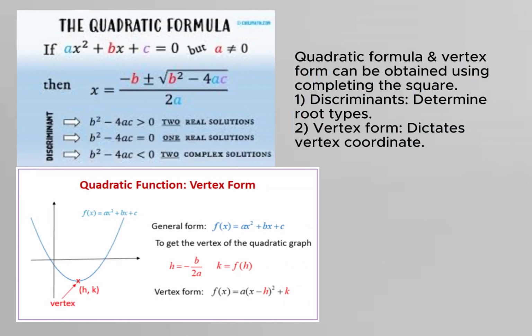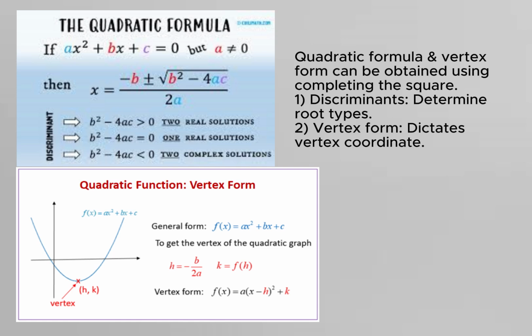Now you see the two pictures on the left. These are what you get when you perform completing the square. If you perform completing the square, then you're going to get the quadratic formula, and this formula is generalized for all quadratic functions. And inside the square root in the formula, you get something called the discriminant. So the discriminant determines the root types of a quadratic function.